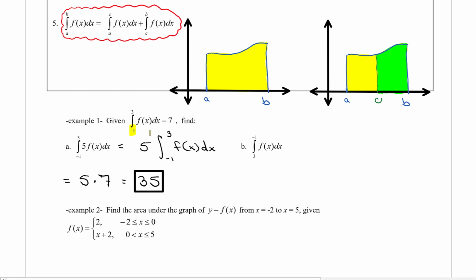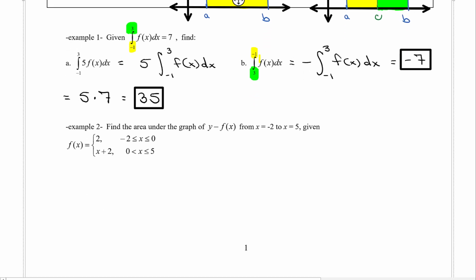Now I'm going to go to part B. Part B says the integral from 3 to -1. I'm going to highlight that -1, that limit of integration, in yellow, and the 3 in green. So the integral from 3 to -1 of f of x dx is going to be equal to the negative integral from -1 to 3 of f of x dx. Remember that we can switch those limits of integration, and it would just be the opposite of that regular value. So then that's just going to be equal to -7, and we can just box that in.